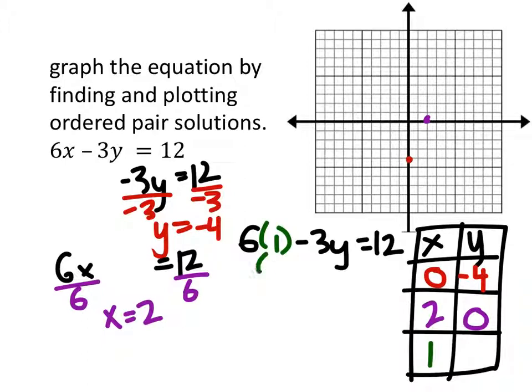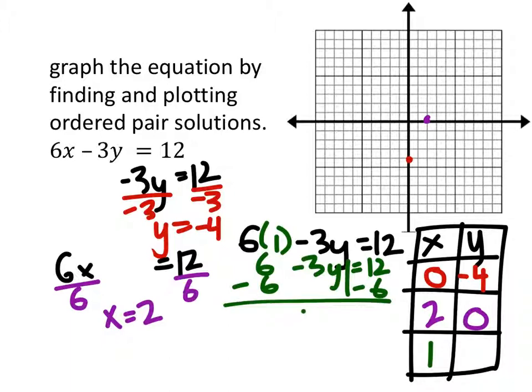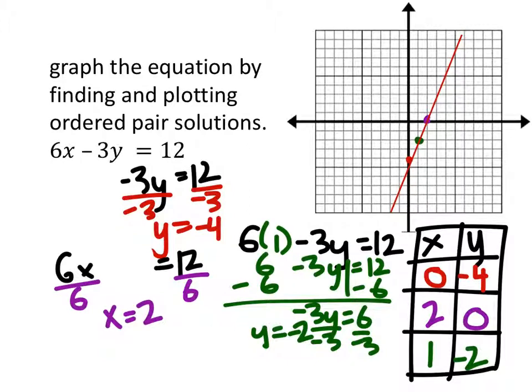So 6 times 1 is 6, minus 3y equals 12, minus 6 from both sides. And we got -3y equals 6. Divide both sides by -3, and we got a y value that is -2. So that'll go in the table that we have right there. At 1, we got a point at -2. And these are pretty close together, but that's okay. Again, that green point still confirms the pattern, so we can draw the line. There we go.